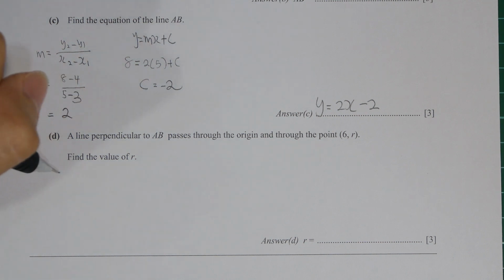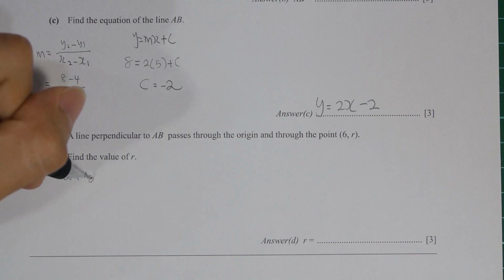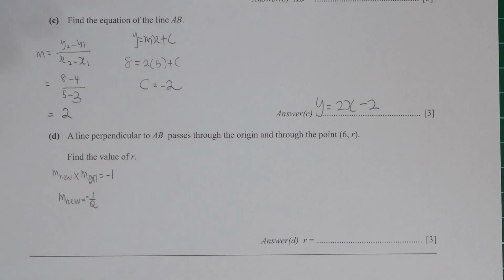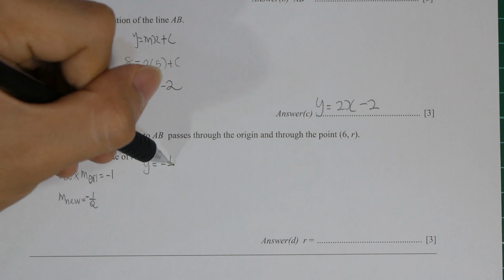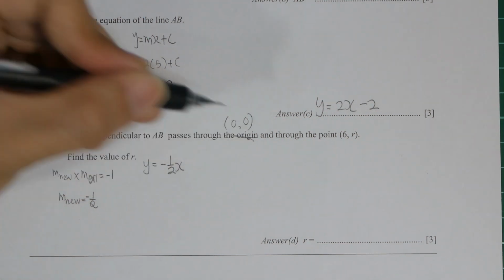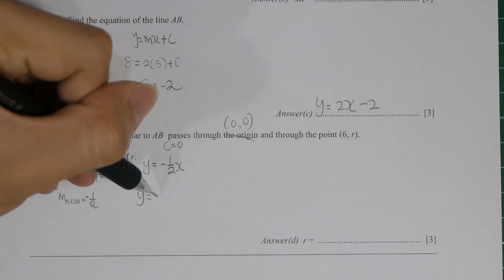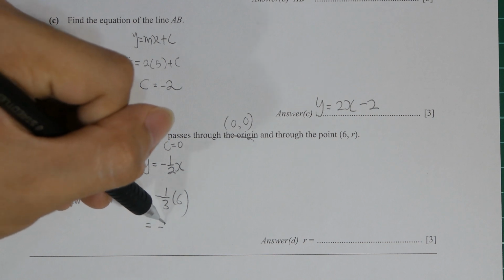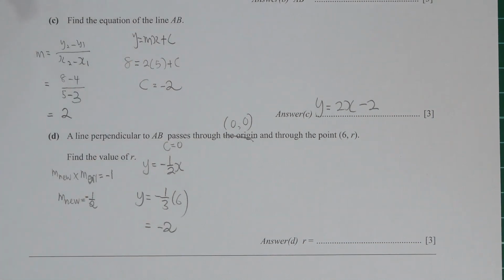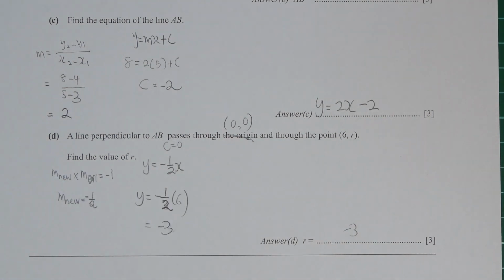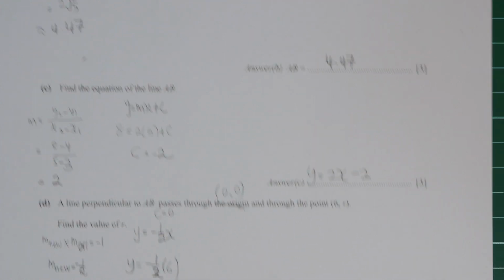Whereby for part D, the first thing that I did was I took the gradient of the original line AB times the new gradient equals -1. Hence the new gradient will be -1/2. So the equation goes by y equals -1/2 x plus 0. The reason why it is 0 is the y-intercept here passes through the origin, hence c equals 0. Okay, then you can substitute 6 into the formula. y equals negative 1 over 2 times 6. So your y result will be negative 3.